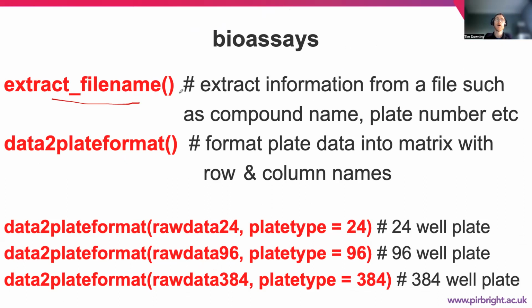Then there's a function data_to_plate_format, which formats the plate data into a matrix with the rows and column names corresponding to that data. So we'd send the file name from here to there. So for example, we can take in the example data for this package called raw_data_24, specifying the plate type corresponding to that, and then that will be imported into an appropriate matrix. And we can change the plate type depending on what we want.